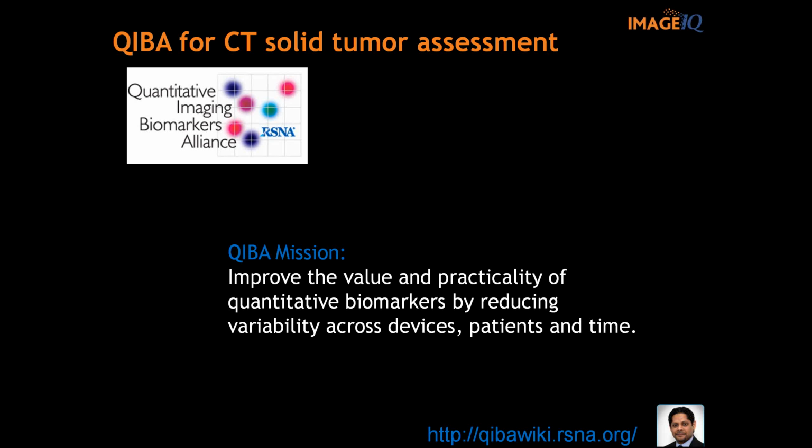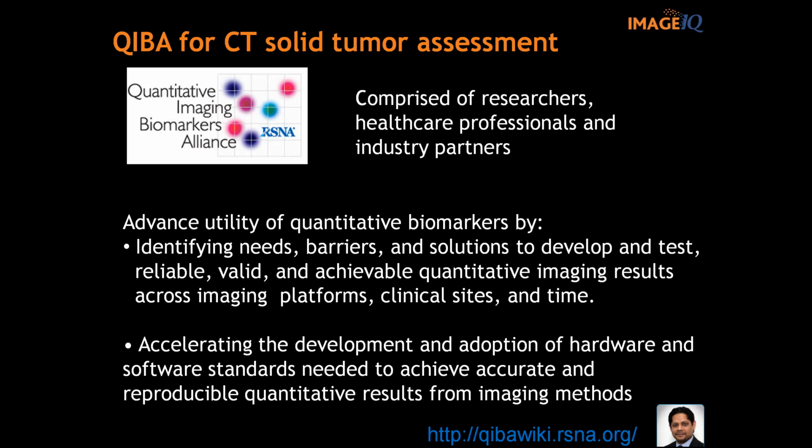Okay, I'll go through these pretty quickly. There's a wiki for QIBA, so feel free to visit the site, and they have pretty good examples of how they've gone through their process. As I mentioned before, it's comprised of researchers, the FDA, healthcare professionals, and industry partners, and they have a mission to identify the barriers to applying software and quantitative markers to clinical trials, and they want to account for the variability you get from sites, from different vendors of imaging equipment, and from time as well.